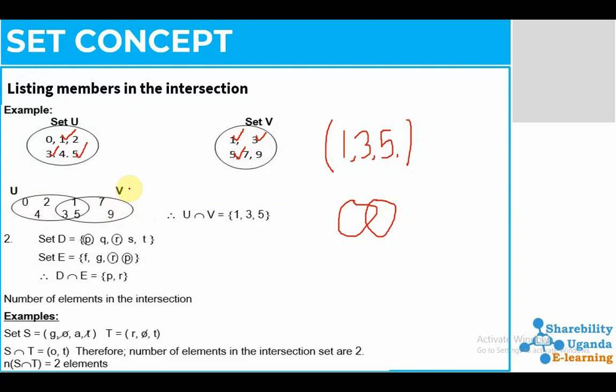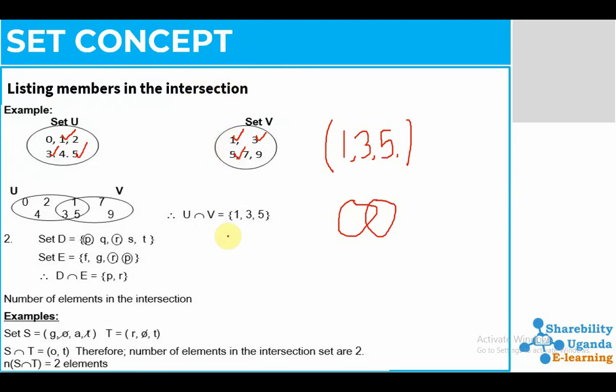Now after you have presented this, that means you have allocated everything in a good order. Then you can say therefore U intersection V is equal to 1, 3, 5. That is how they work out with listing the members in the intersection.